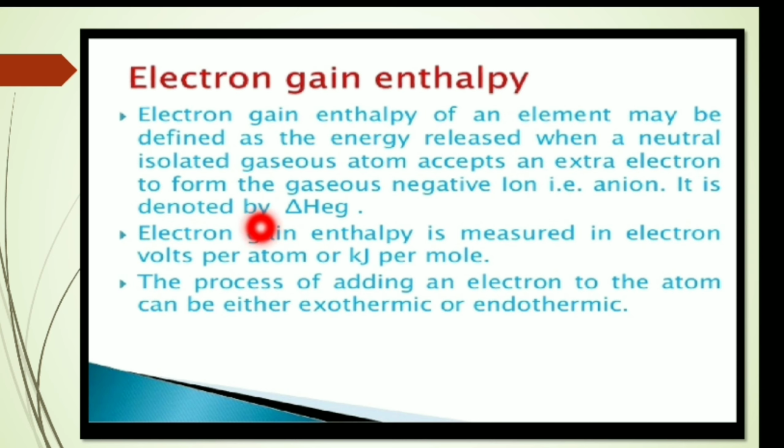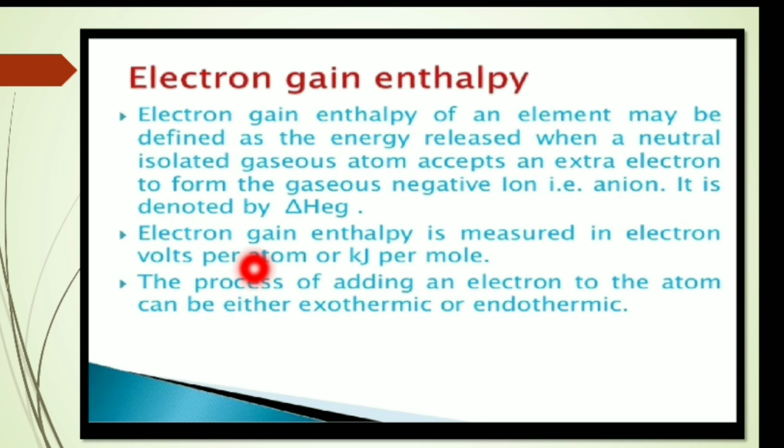It is denoted by the change in enthalpy, delta H of Eg, the electron gain enthalpy. Whenever electrons are added to the outermost orbit of an isolated gaseous atom, the amount of energy gets released. That process is called the electron gain enthalpy. Whenever an electron is added, the neutral atom changes into a negative ion, a negatively charged ion called an anion. So it is called the electron gain enthalpy.